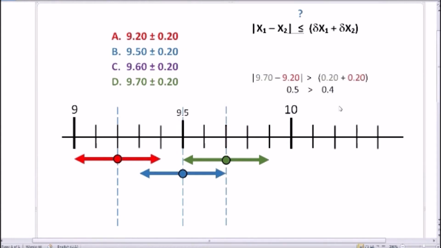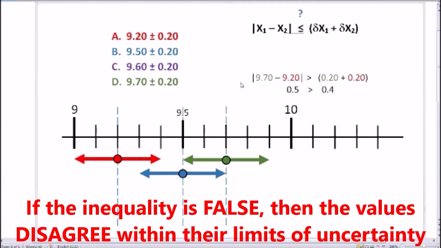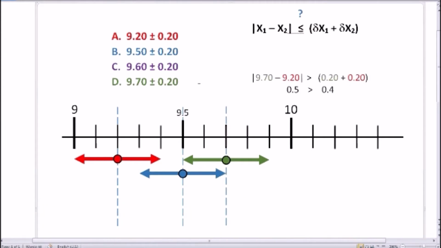I've compared A and D in this example. The difference between 9.7 and 9.2 is 0.5, but that's bigger than the sum of their uncertainties, which is still only 0.4. So it's acceptable to judge this either way. You can either think about arrows on a number line and just ask yourself, do these two ranges overlap? Or you can work it out mathematically using this equation.